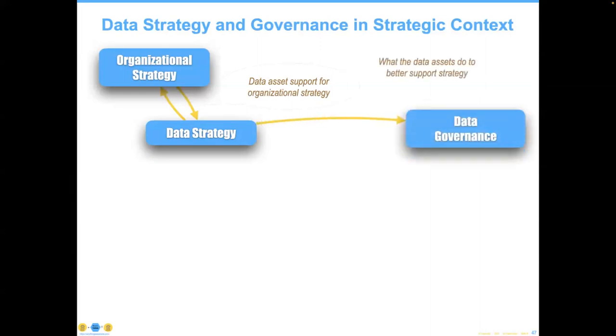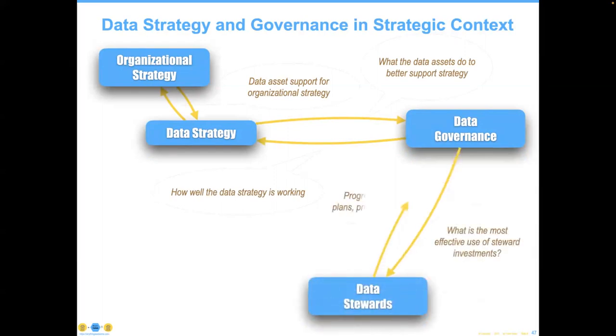The data strategy coordinates with the data governance group to say what the data assets do to better support the strategy. The governance group is closer, so they will do a better job of implementing that and reporting back on how well the data strategy is working on this particular approach. Their main lever from a data governance perspective is the data stewards, and what's the most effective way of employing those limited available resources, who reply with plans, progress, problems, et cetera.